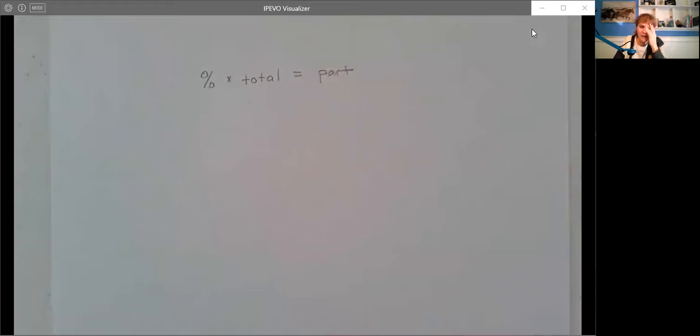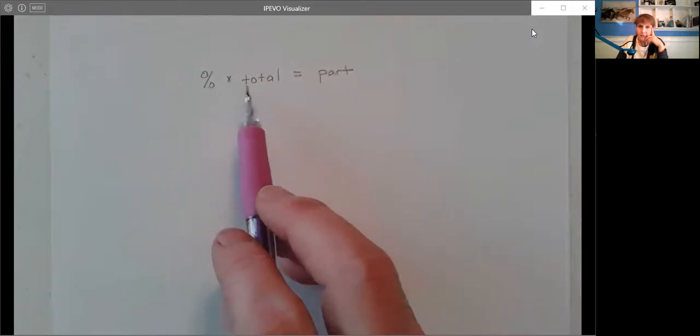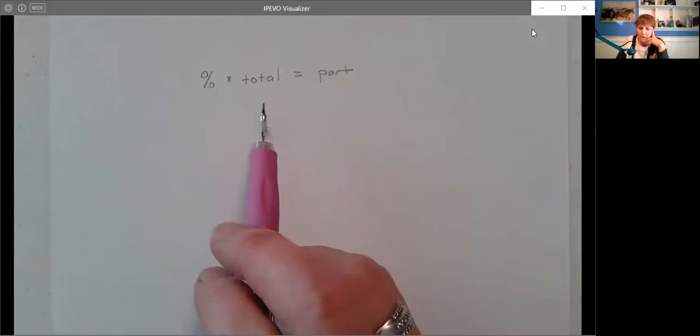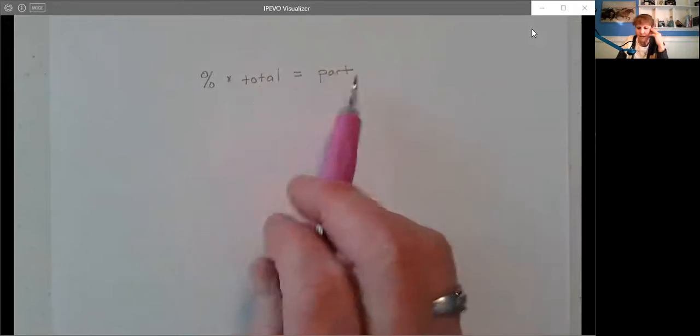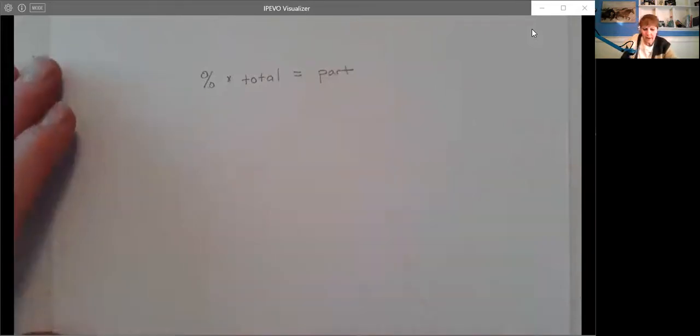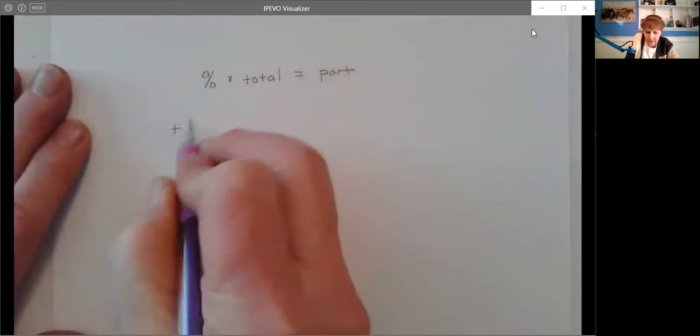And you've got to be really kind of leery of this, because the part isn't always less than the total. If you have 200% of something, you're going to have more than what you started with. So just keep that in mind. I can't come up with a better word than part, but we'll go through some examples. So let's say you have a tax rate. Let's look at the formula again.